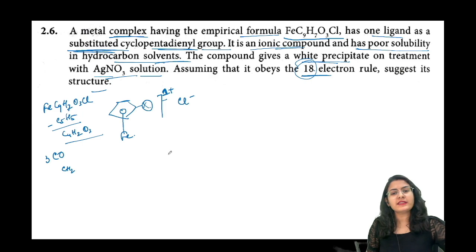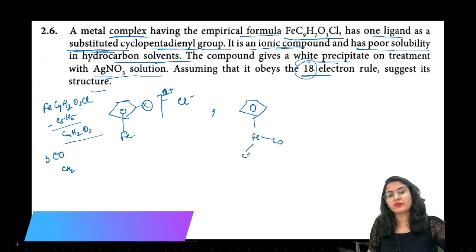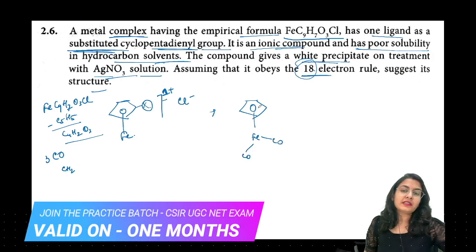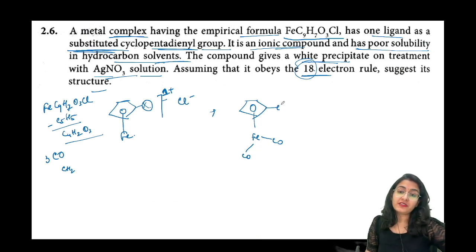So what will we do with this? We can do this: we put 2 of the carbonyls over here and we have a CH2. So we can't just write CH3 over here. We have to write CH2CO in this way, maybe. Yeah, we have to write it like this.